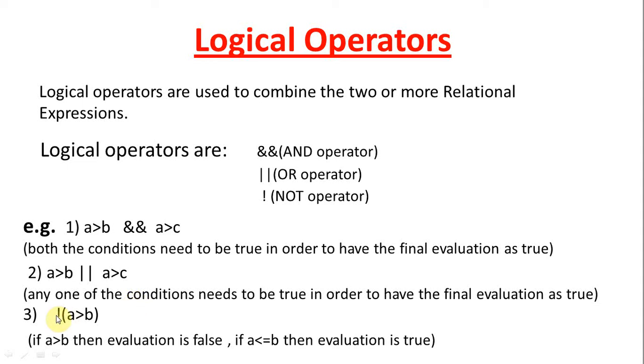In the third example, I am going to use the negation operator. I am writing A greater than B, but I have negated it with the NOT symbol. So if A is greater than B, suppose this condition is true, the overall evaluation will be considered false. Why? Because I have negated this condition with the negation operator. So in the next lecture, we are going to learn more about operators.